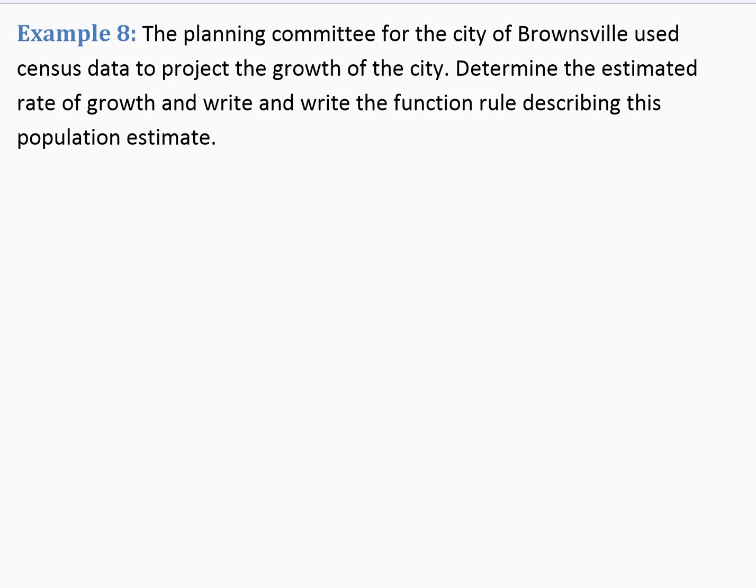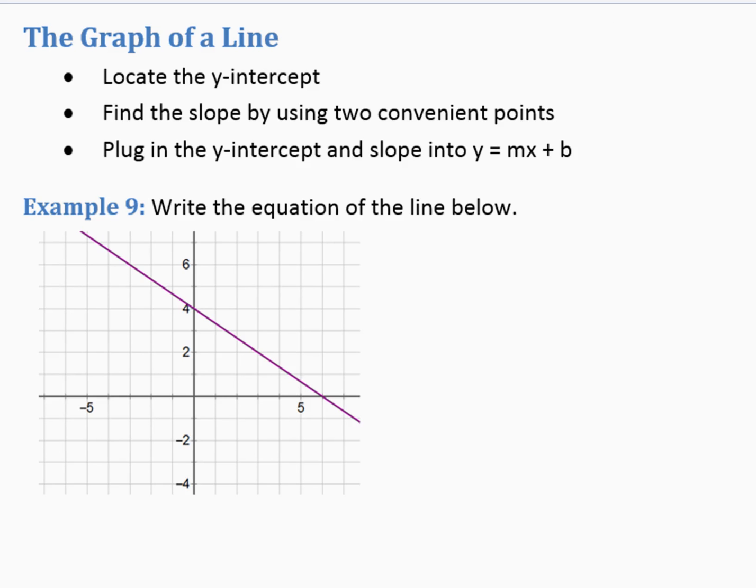We're going to go ahead and use this here, and then we'll get to our last type of example. The planning committee for the city of Brownsville used census data to project the growth of the city. Determine the estimated growth rate and write the, well, we don't have any information here. I messed up something there. So we're going to skip that, and we're going to go to this next one right here, and maybe we can come back to that example at the end.